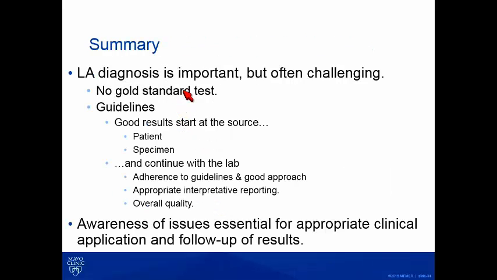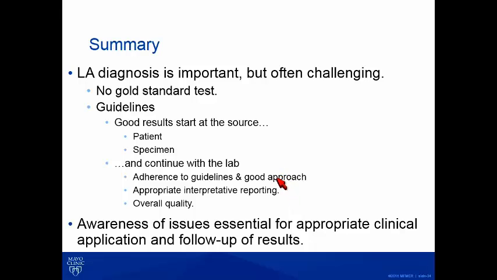So in summary, lupus anticoagulant diagnosis is important, but lots of challenges to diagnosis. We don't have a gold standard test. We do have guidelines, and these guidelines state that good results for testing start at the source with a proper selection of patients, and your specimen needs to be of quality. And then the proper testing continues with the lab. So your lab should have adherence to guidelines and a good sensical approach to testing.